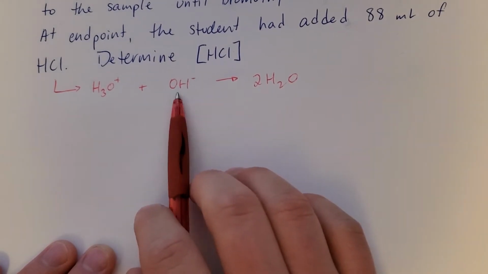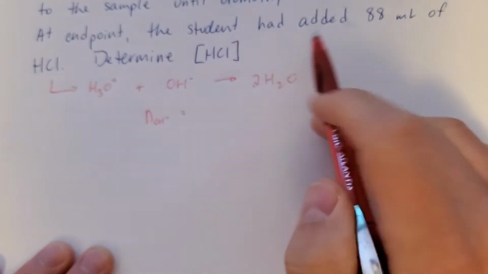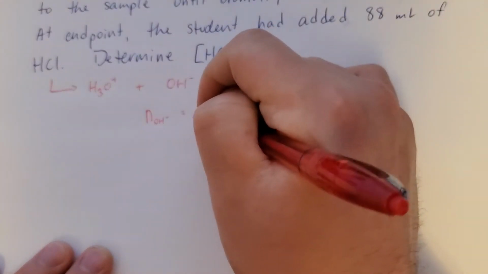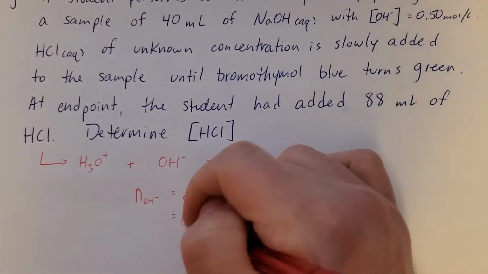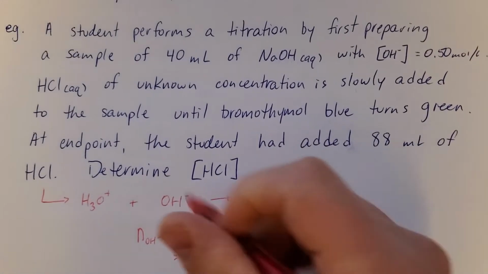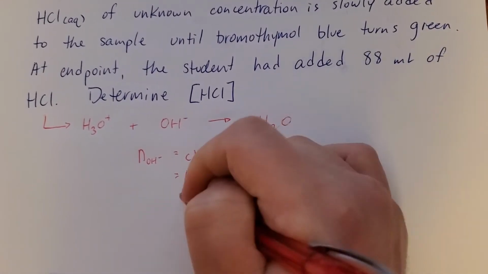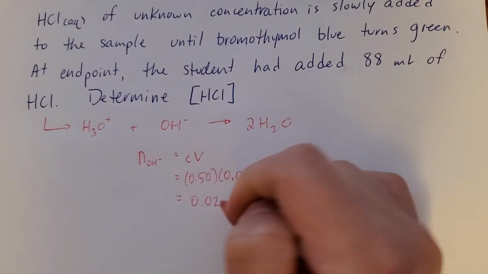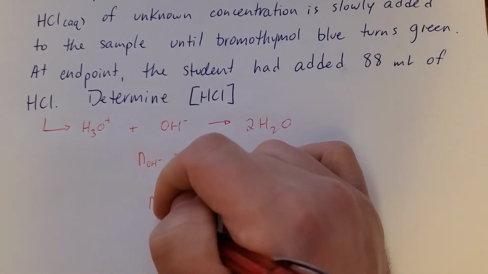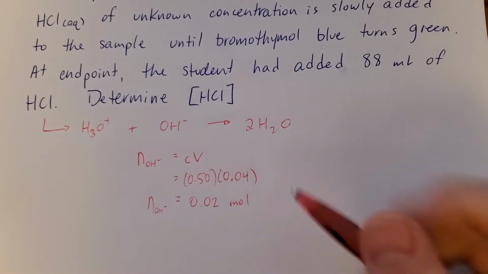We can find the number of moles of hydroxide really, really simply. It's just the concentration times the volume. Concentration is half a mole per liter. The volume is 40 mL. I'm going to put that into liters by dividing by 1,000. So this is going to be 0.02 moles of hydroxide. But that's going to equal the number of moles of hydronium.